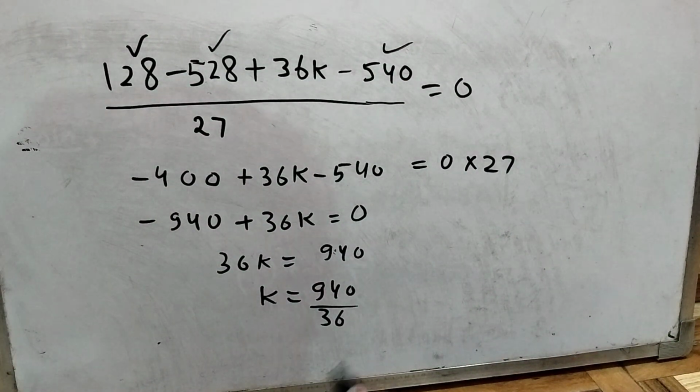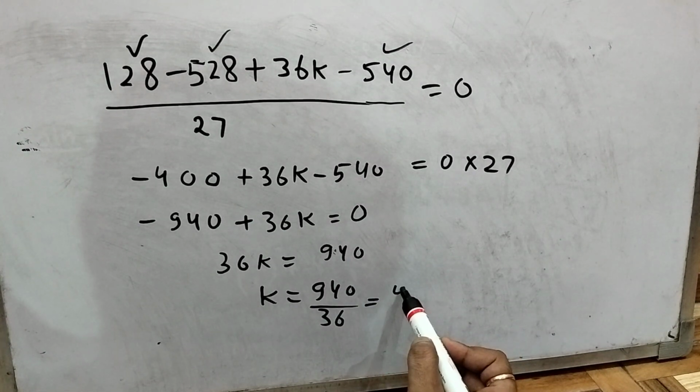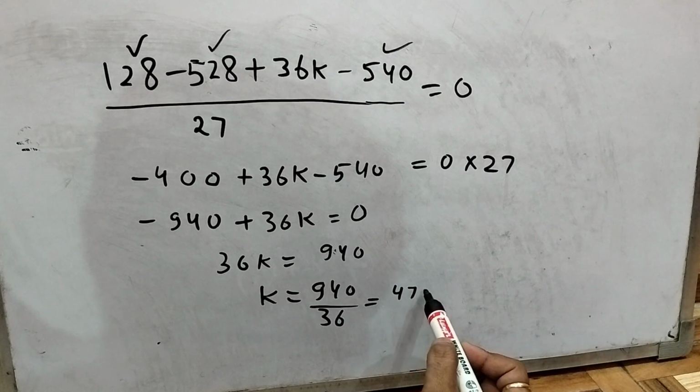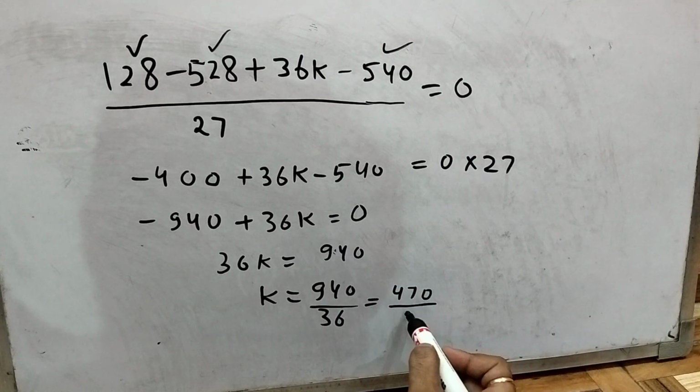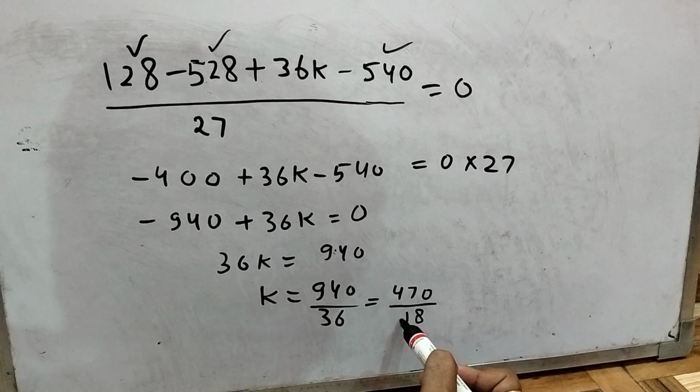Further, we can simplify it by 2. 2 fours are 8, 2 sevens are 14, 0 upon 18. This is the answer for k. Further we can simplify by dividing by 2, 2 nines are 18.